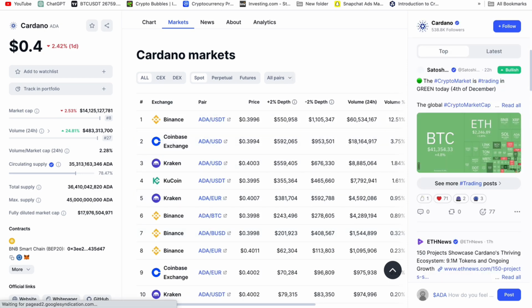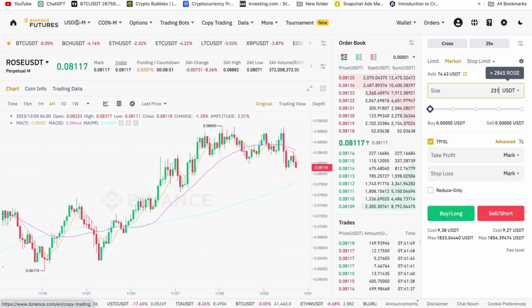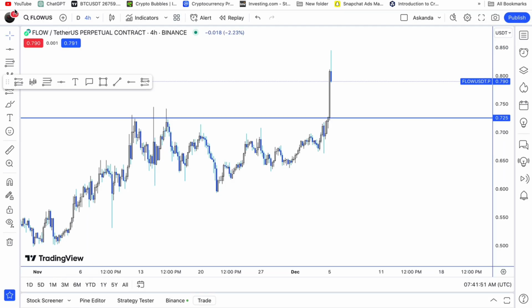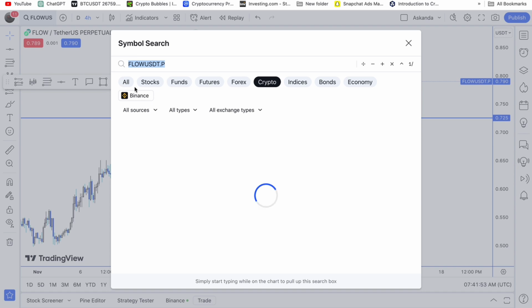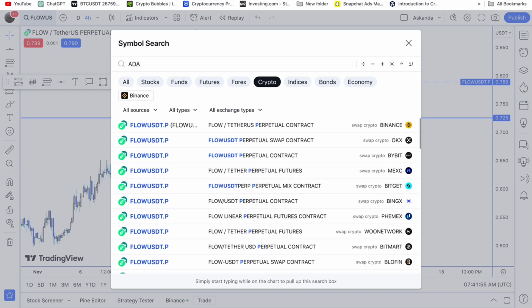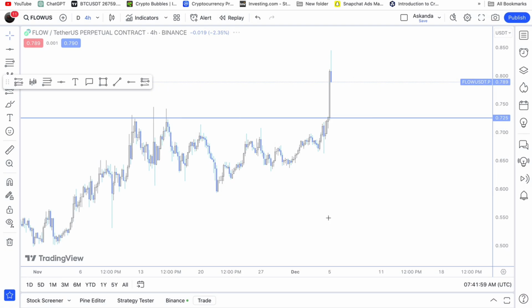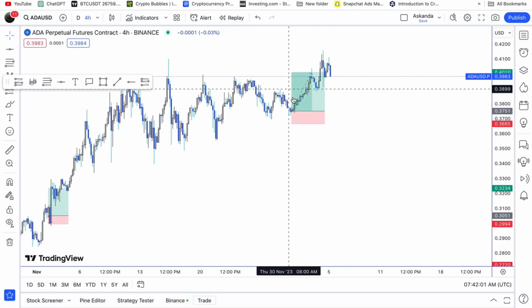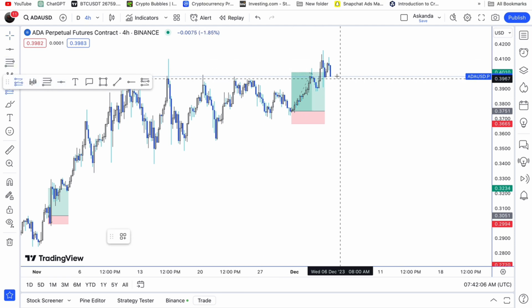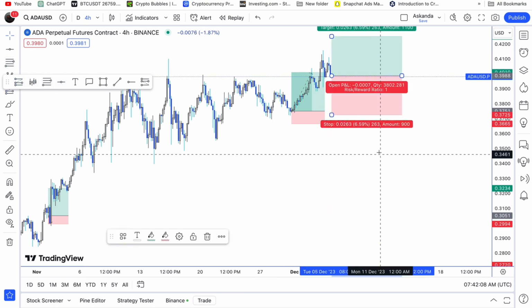So what we can do is we'll go to Binance again. We'll go to TradingView and search for ADA.P. Now select it. Then let's say we are going for a long position. This trade went very well, it just went very fast. So we are going to click on buy long here.